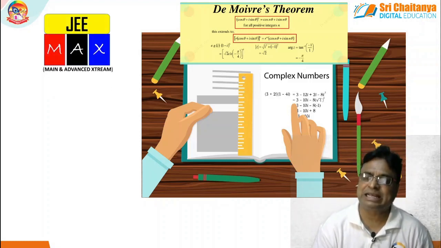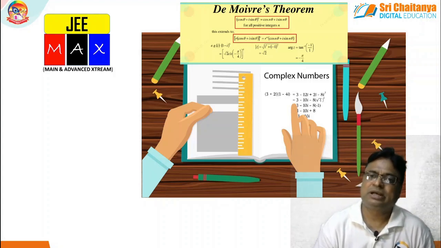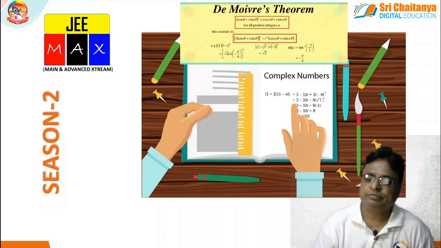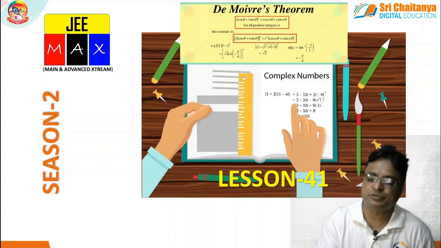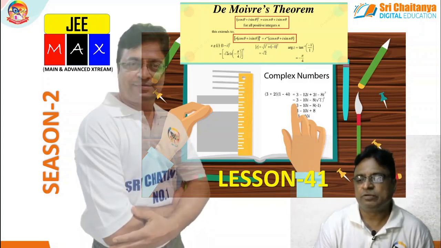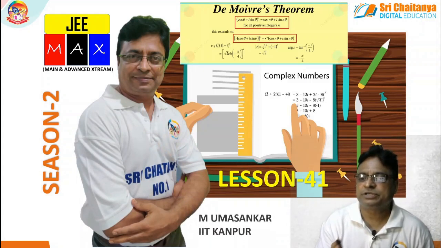Welcome to JEE MAX. In JEE MAX season number 2, we are completely concentrating on a particular chapter, complex numbers, and this is lesson number 41 of complex numbers. From lesson number 40 onwards, we are concentrating on the last part of complex numbers, which is De Moivre's theorem.